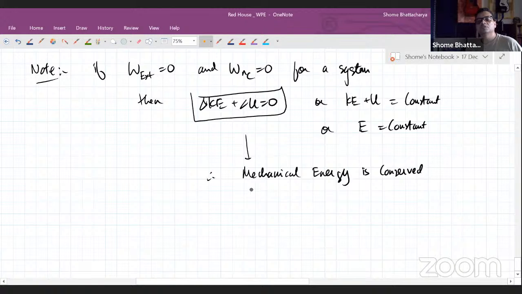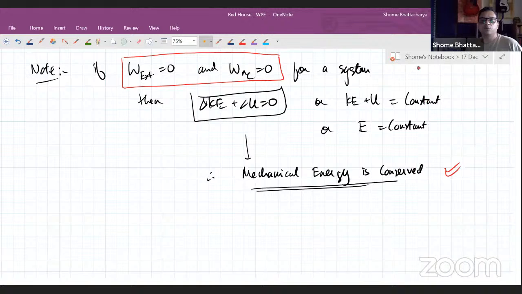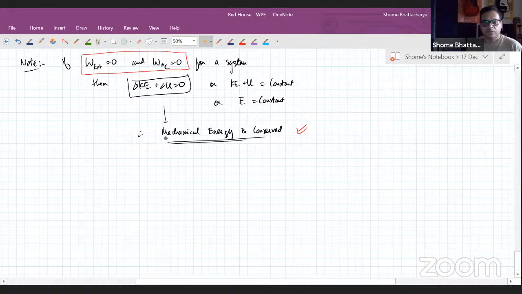So for a system where external forces are not doing any work, there are two necessary conditions: external forces are not doing any work, and there is no non-conservative force doing work. Then we can directly say that mechanical energy is conserved. So this becomes a very important problem solving trick, a special case of application of work energy. Yes, Nikita, I'll show you that method again in the end, but let's move ahead to this first.